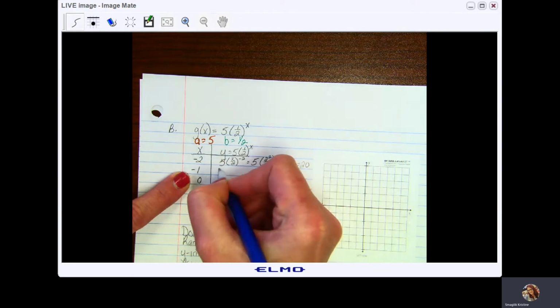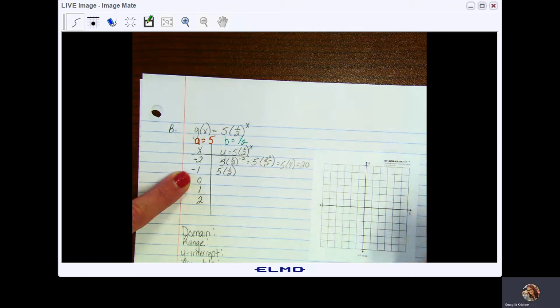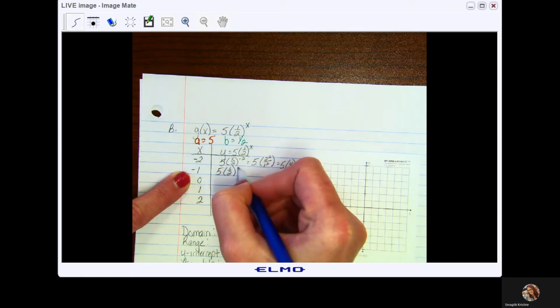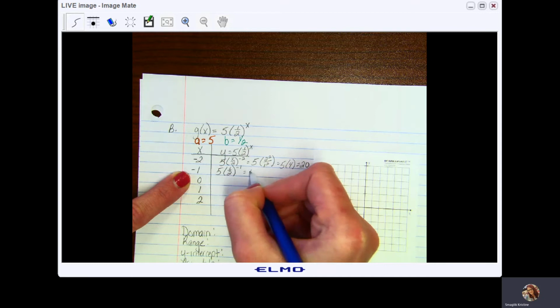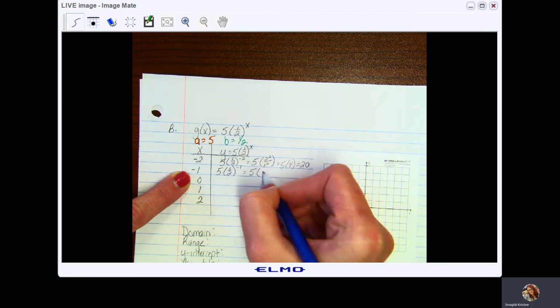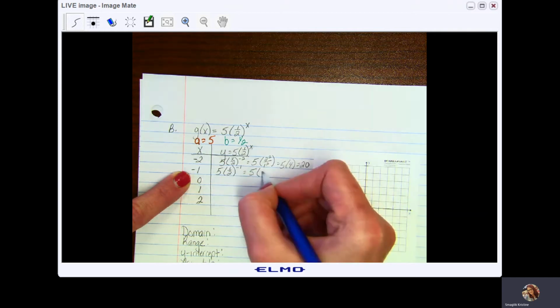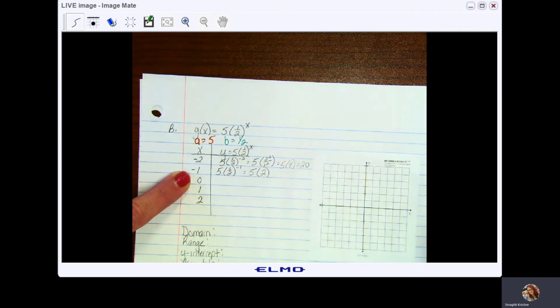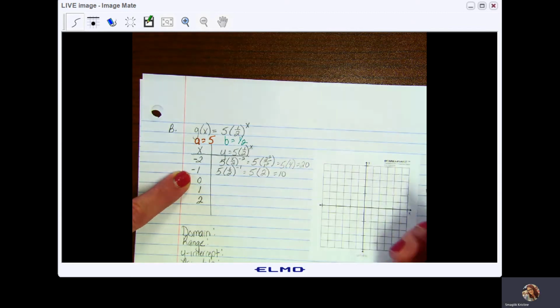Let's do x is -1. 5 times 1/2 raised to the -1 power. That is the same as 5 times, I'm going to flip my fraction. That's going to be 2 over 1. Everything is just raised to the first power. Don't need it. So that's the same as 5 times 2 equals 10.